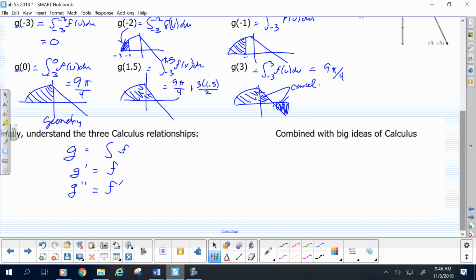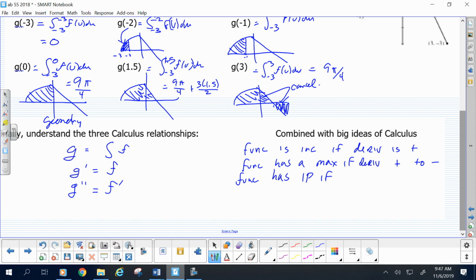Now, we're going to combine those ideas with some of the big ideas of calculus, which we've done a ton. A function is increasing if its derivative is positive. A function has a relative max if its derivative goes from positive to negative. We could also do a min. A function has an inflection point if its second derivative changes sign. Yeah?